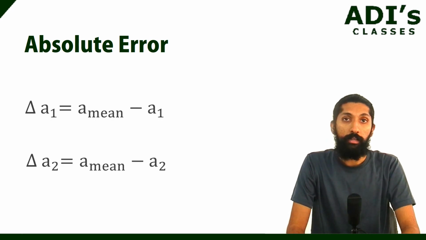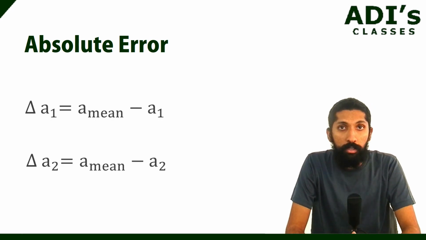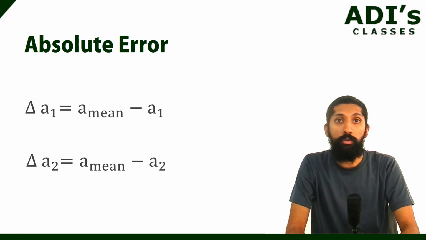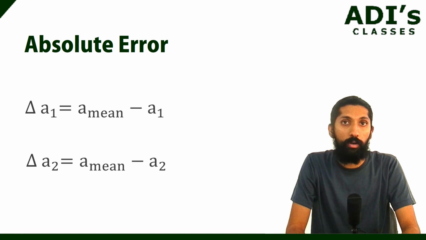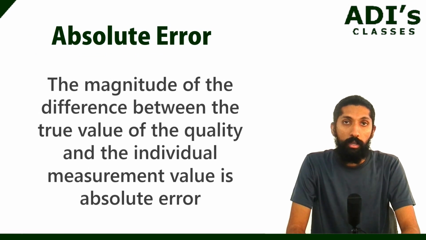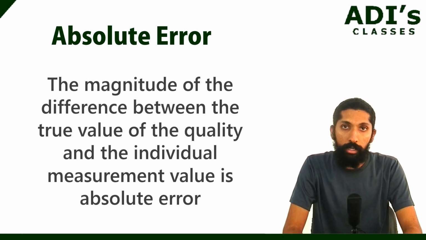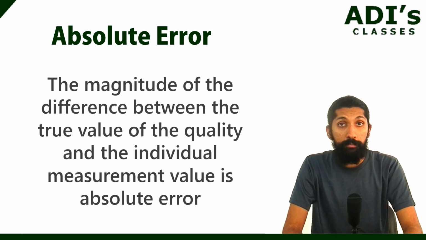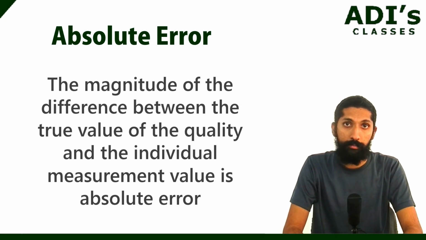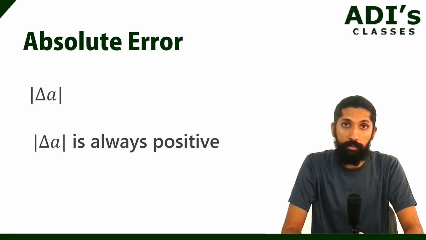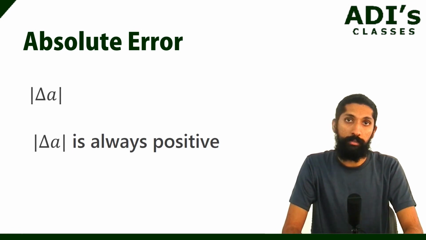Now we try to calculate the absolute error. Absolute error is the difference between the mean value and the true value. This is what you call the absolute error. Generally we represent it as mod of delta A. We write the modulus sign because absolute error can never be negative. Absolute error is always positive. This is what you mean by absolute error.